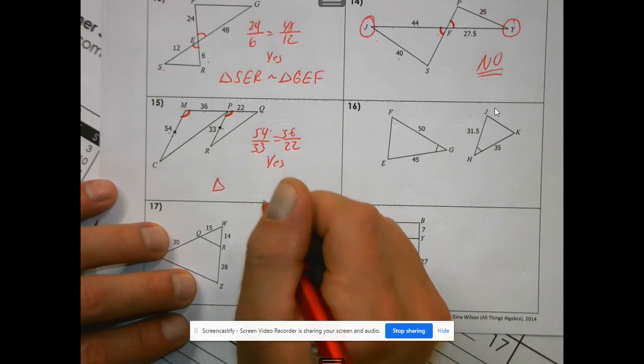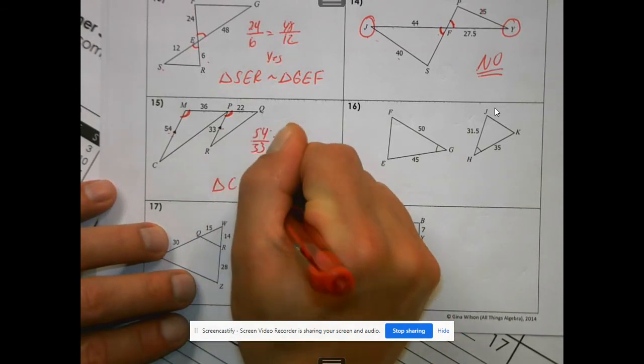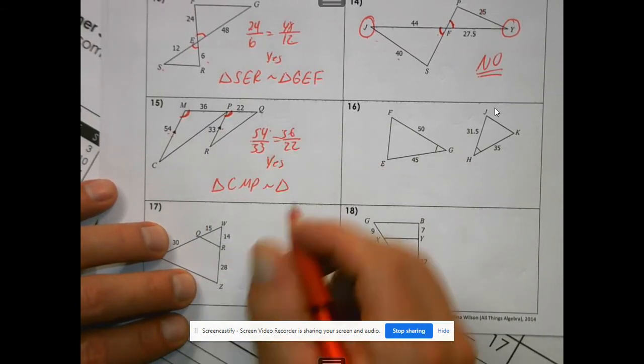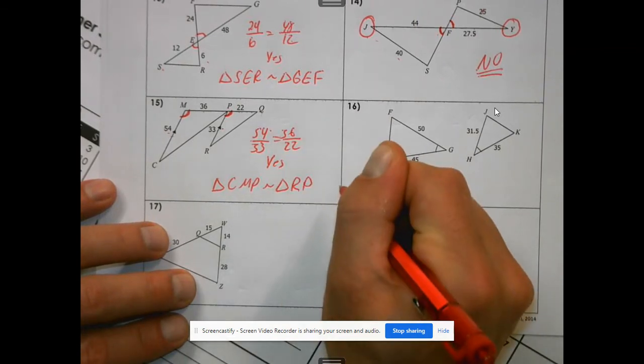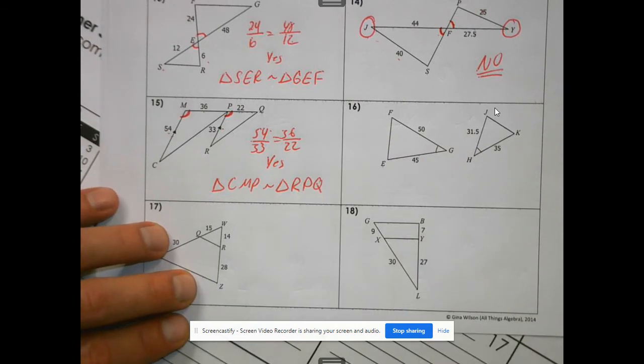So let's go triangle CMP. C matches with R. M matches with P. And P matches with Q.